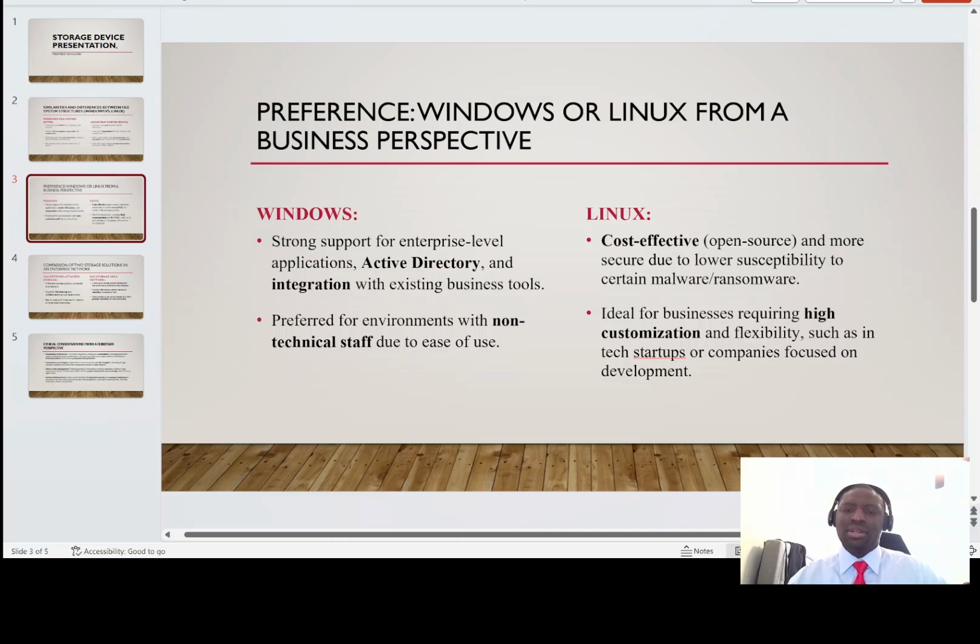Meanwhile, on the Linux side, it is cost effective, open source, and more secure due to lower susceptibility to certain malware and ransomware. Also, the Linux operating system is ideal for business requirements with high customization and flexibility, such as in tech startups or companies focused on development.